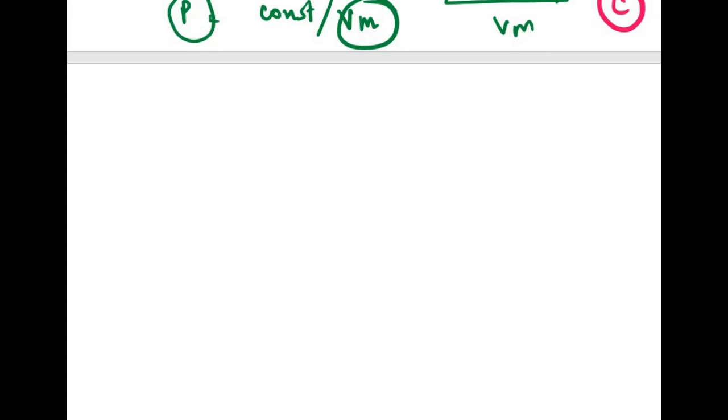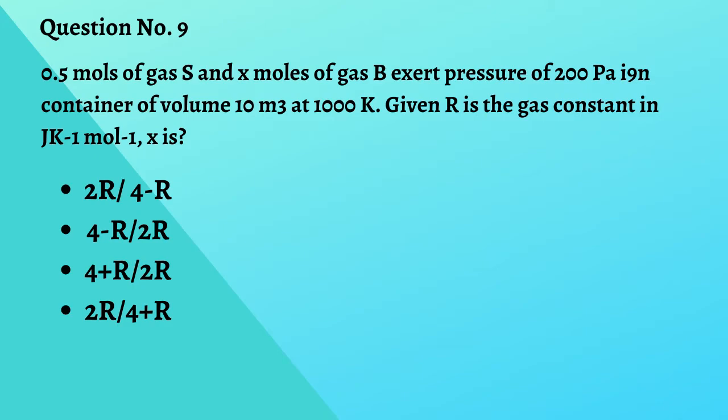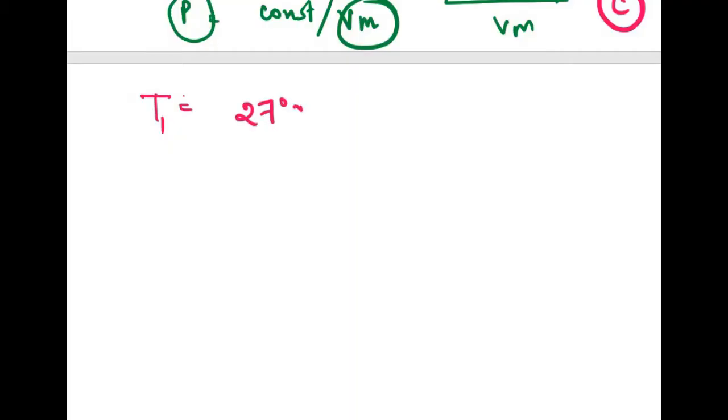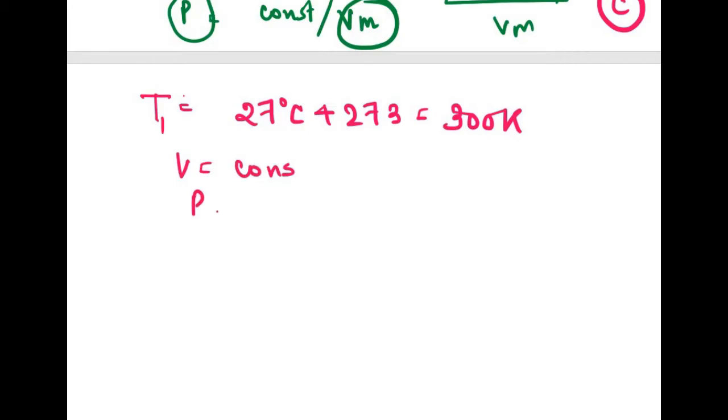The next question says, an open vessel at 27 degrees centigrade is heated until 2/5 of the air in it has escaped from the vessel. Assuming that the volume of vessel remains constant, find the temperature at which the vessel has been heated. So whatever values are given to you, first write down. The temperature given to us is, suppose T1, 27 degrees centigrade. Every temperature should be calculated in Kelvin and not in degree centigrade, right? Now volume of the vessel is constant as mentioned. Pressure in the vessel is constant.